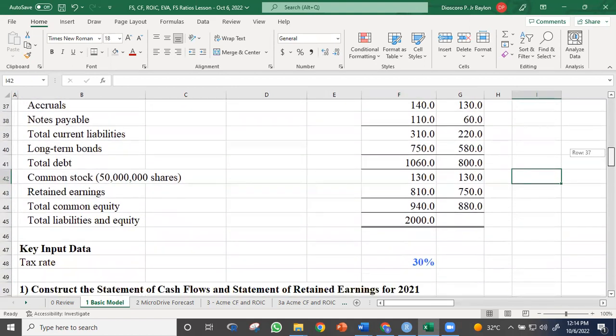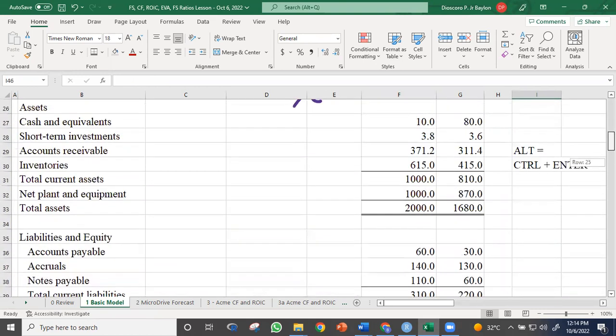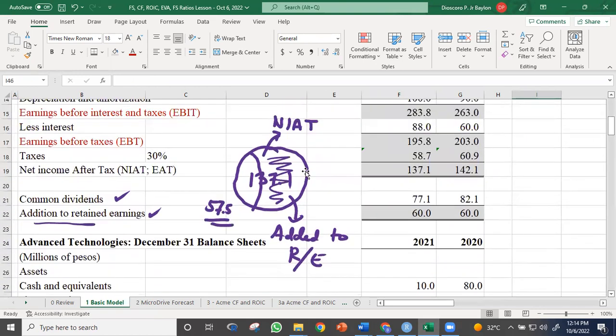Okay, now we got it. Sorry for the mistake there. So kindly change this. I think I wrote the wrong figure. This should be 77.1. So when we subtract the dividends from your net income after tax, you get 60. Similar yung addition to retained earnings.